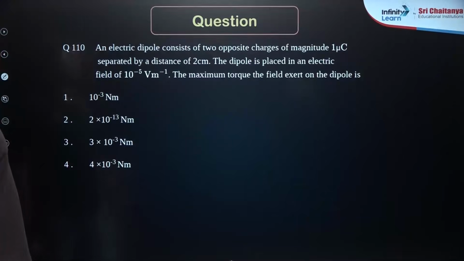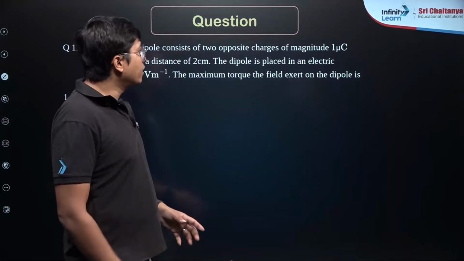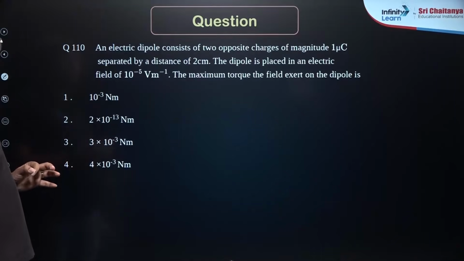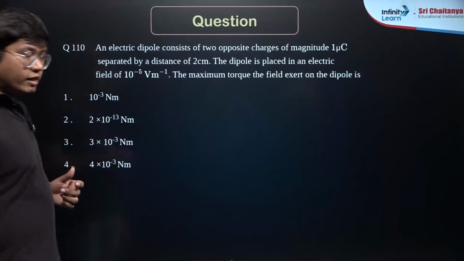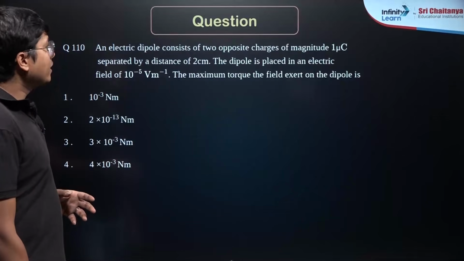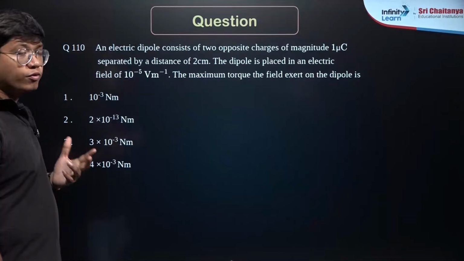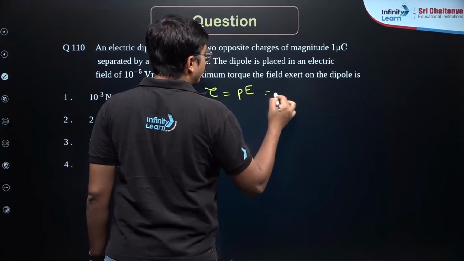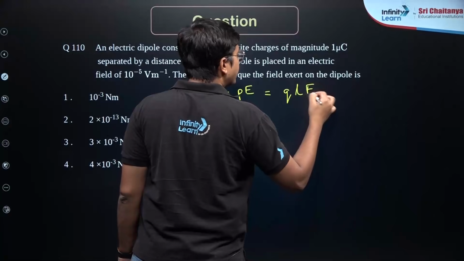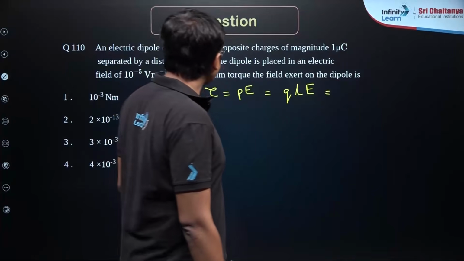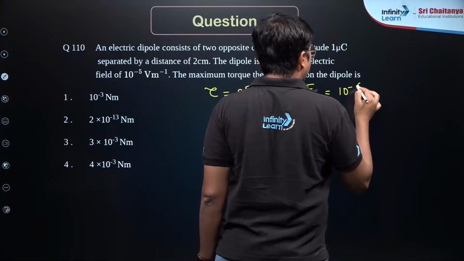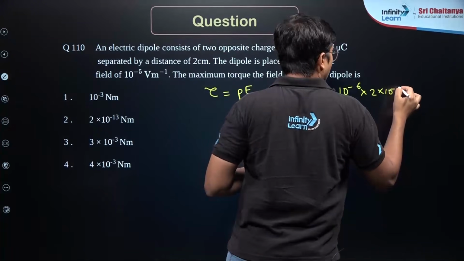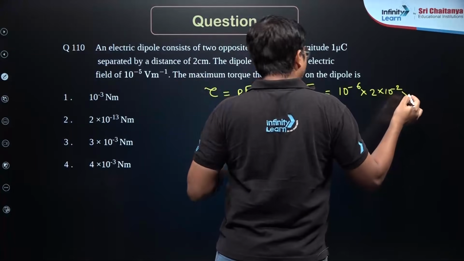This one says electric dipole consists of two opposite charges of magnitude 1 microcoulomb separated by a distance of 2 centimeter. The dipole is placed in an electric field given here, the maximum torque. So we know maximum torque is P into E. Dipole moment times the electric field. Dipole moment is charge multiplied with the length times the electric field. Charge is 1 microcoulomb. Distance is 2 centimeter, 2 into 10 to the power minus 2. And the electric field is 10 to the power minus 5.